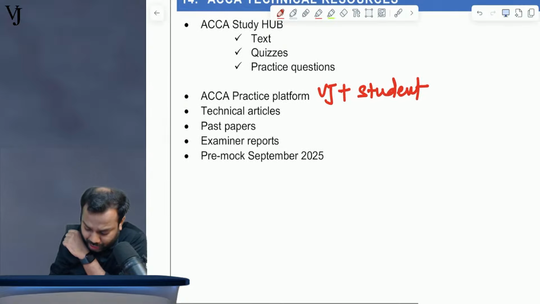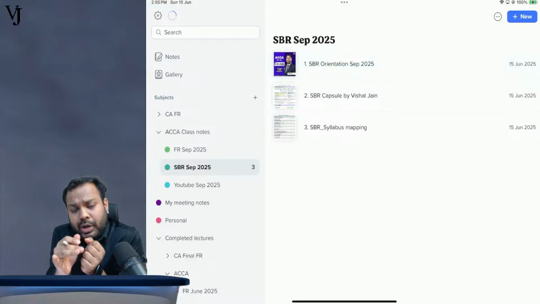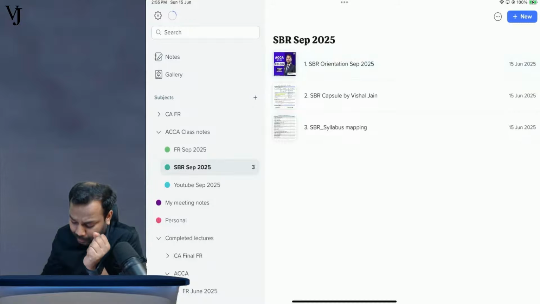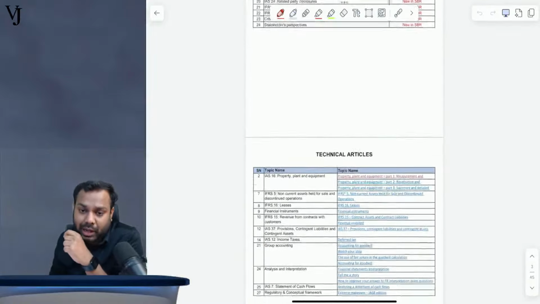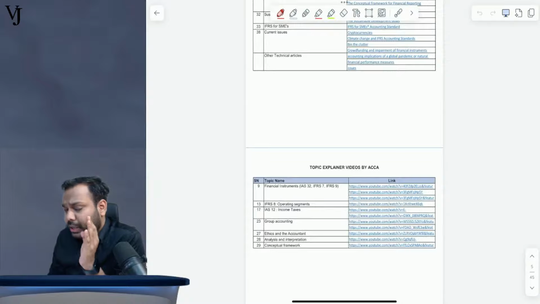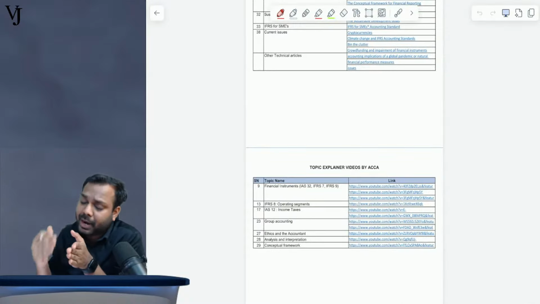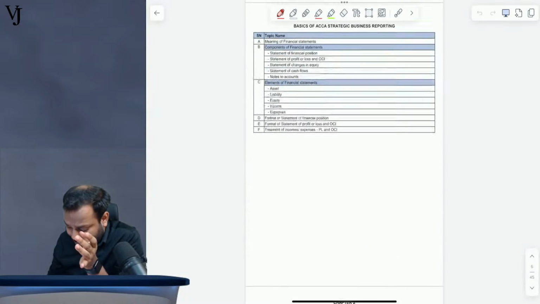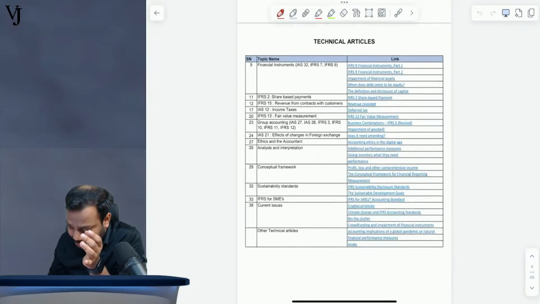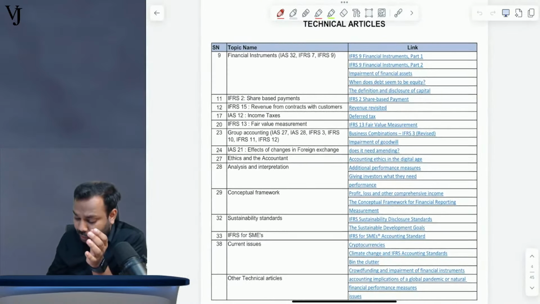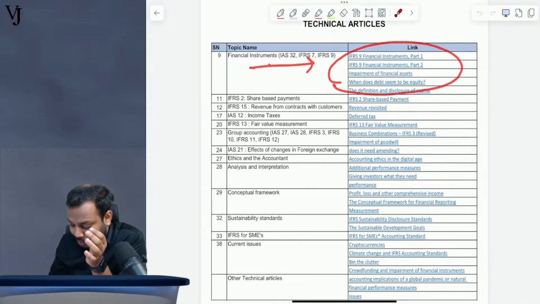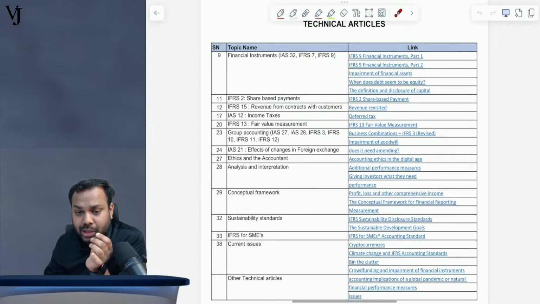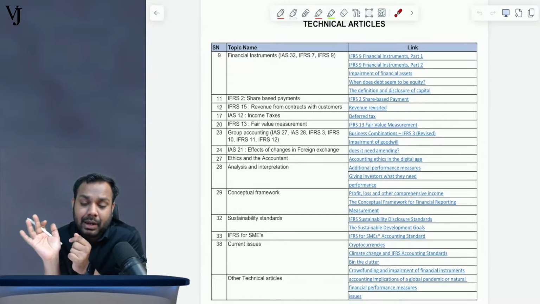Technical articles. Though they are covered as part of our classes, and well covered as part of my lectures, what I have done for you is the mapping. Whatever technical article belongs to the chapter, I have mapped for each chapter. Plus, I have given a link, so once you click on the link, it will automatically open the technical article for you.